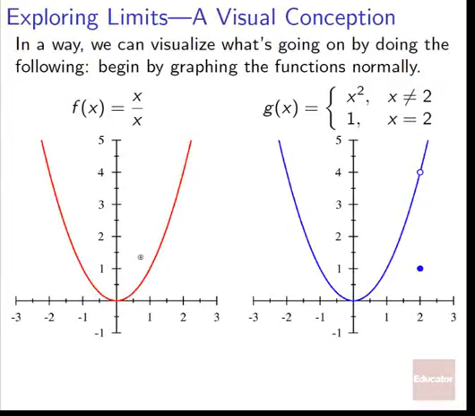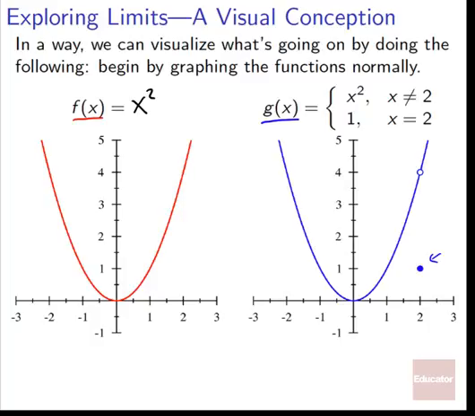In a way, we can visualize what's going on by doing the following. Begin by graphing the functions normally. So we graph f of x normally. Whoops, that should be x squared. Sorry about that. So that should be f of x equals x squared. And over here, g of x equals x squared when x is not equal to 2. So we've got this single point that jumps away, this single point that's not on the normal curve.